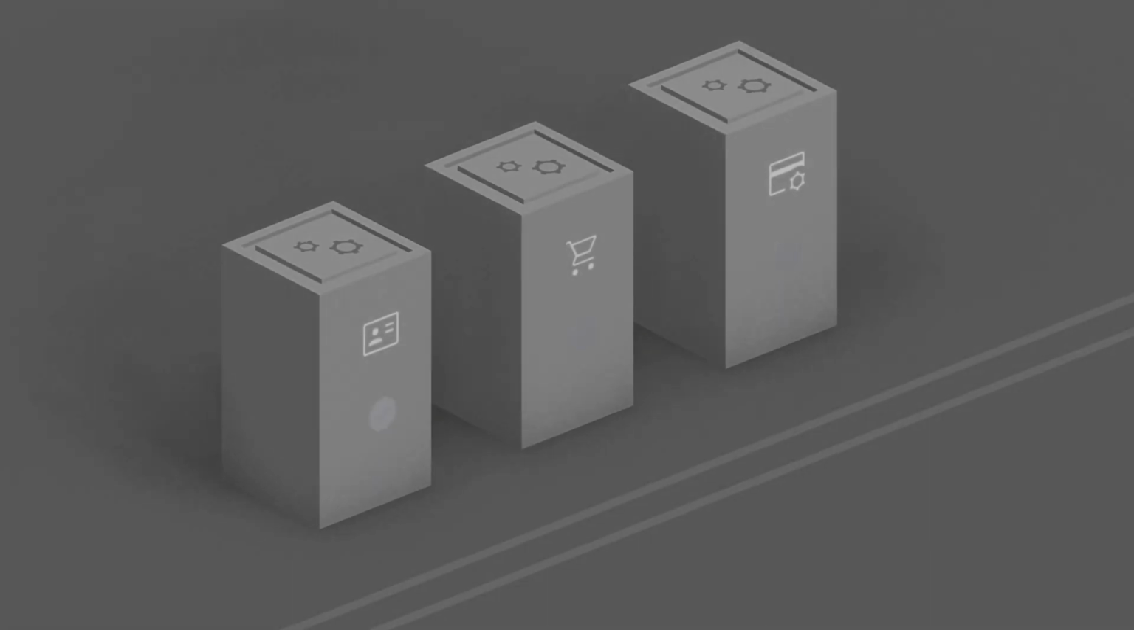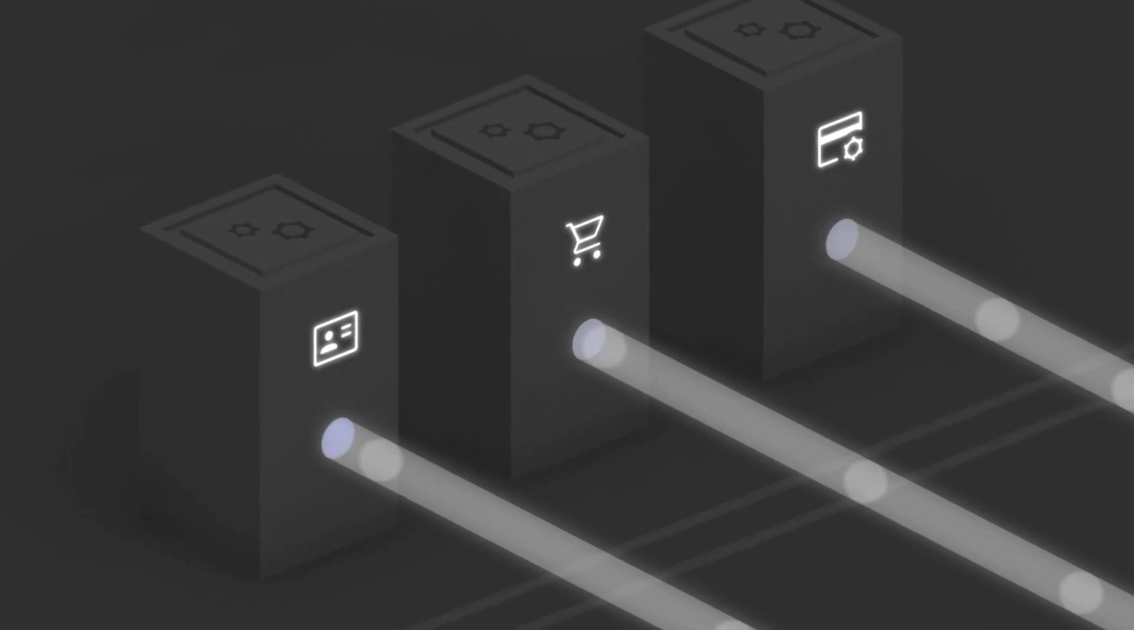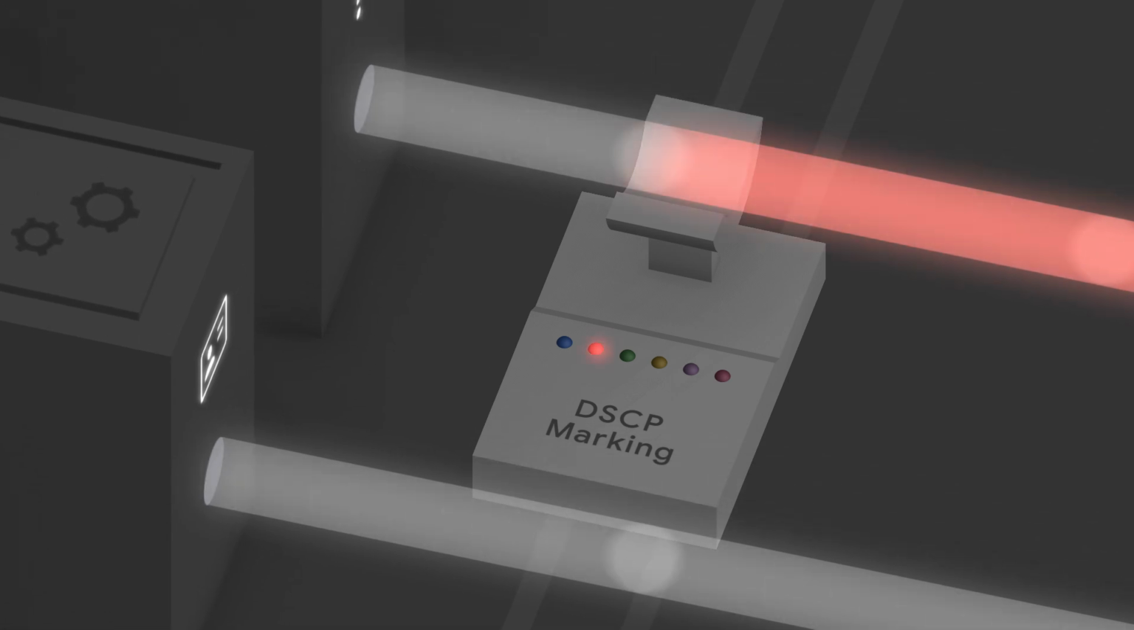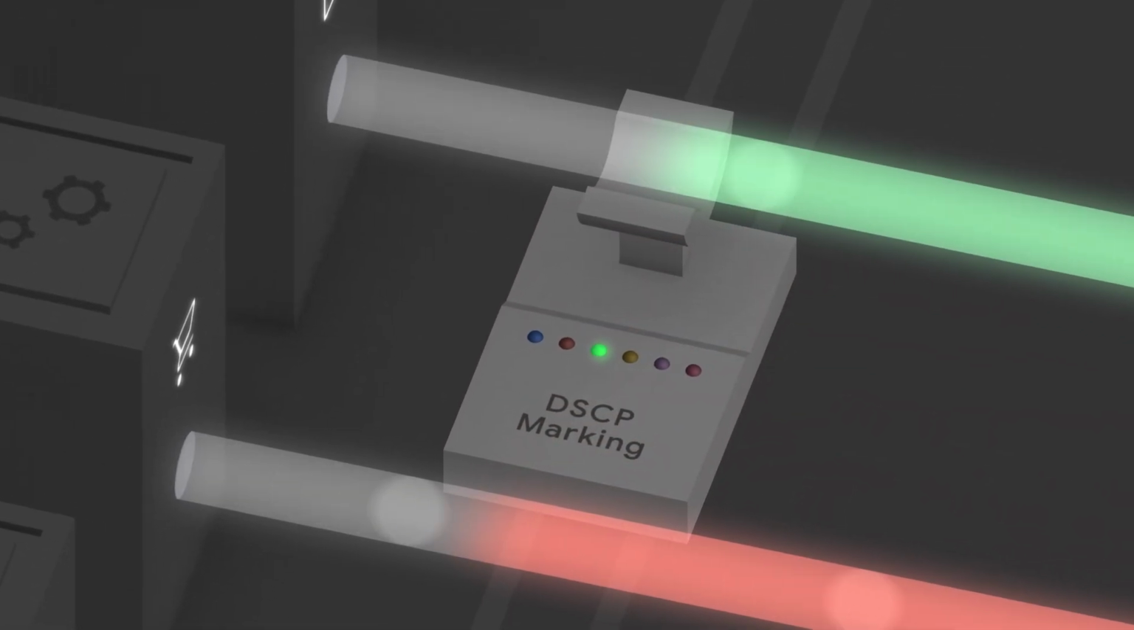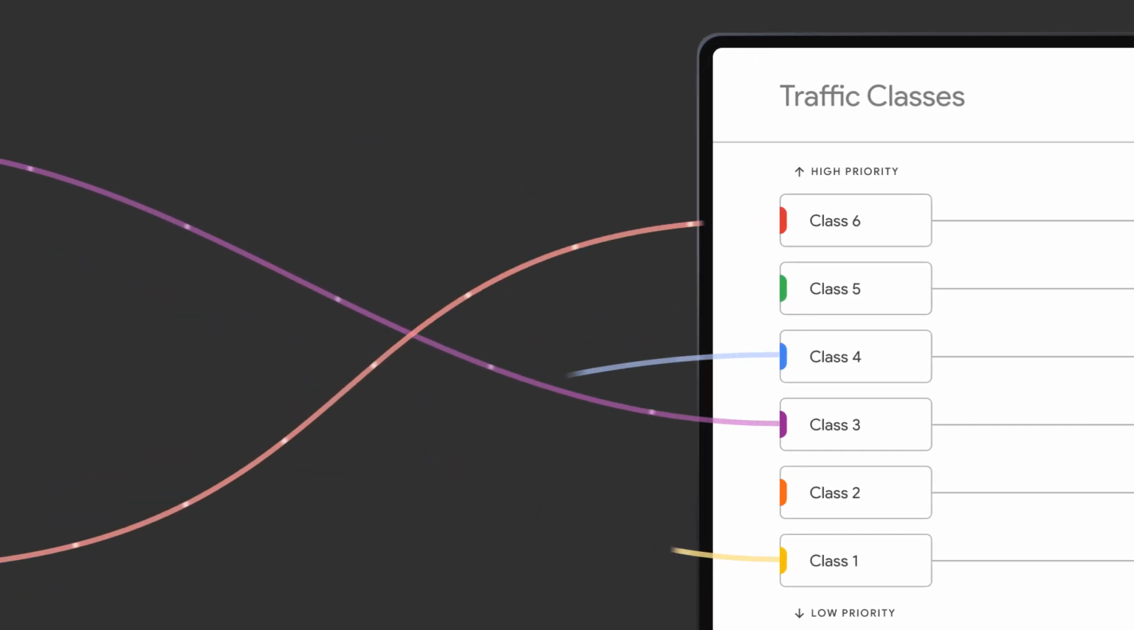Here's how it works. Application awareness on Cloud Interconnect lets you classify your traffic based on business priorities. You can mark your traffic streams to map them to the different classes. Then that traffic gets sorted into one of six predefined classes.